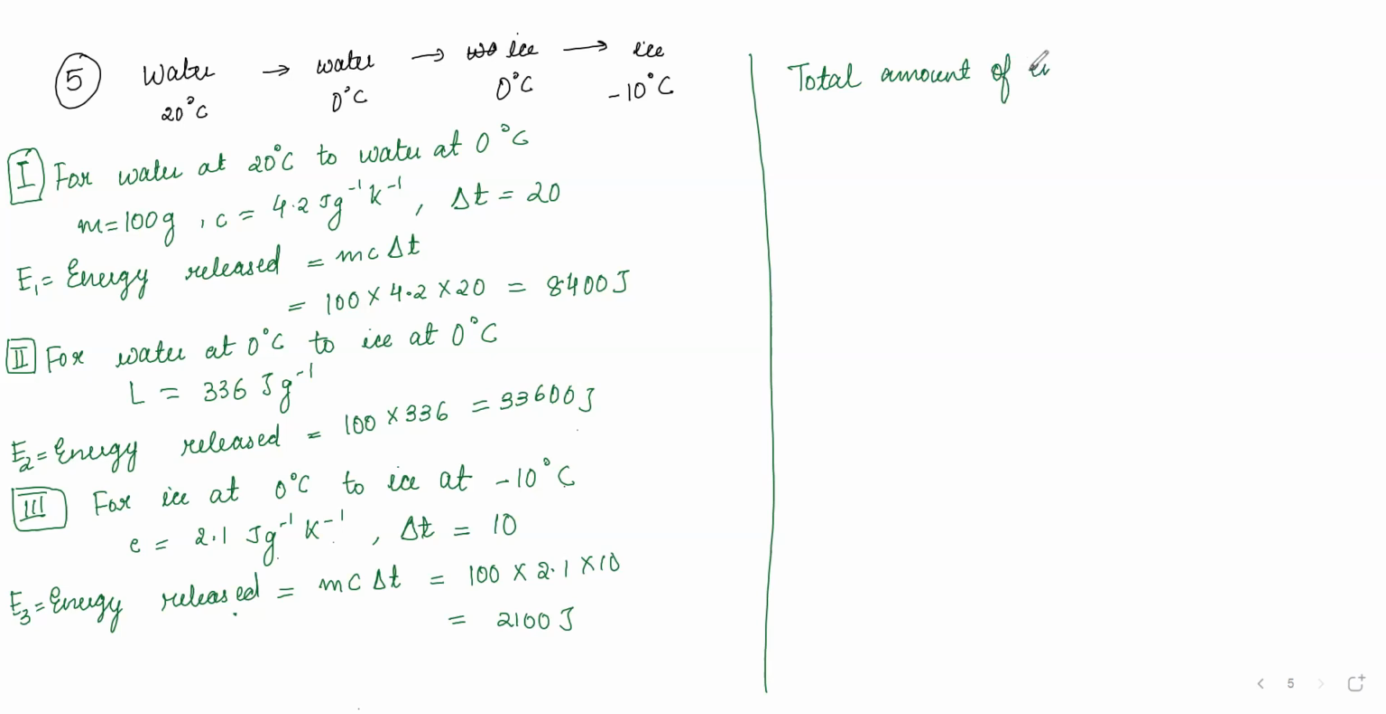Amount of energy that is released will be equal to E1 plus E2 plus E3. So this in turn will be equal to 8400 plus 33600 joule plus 2100 joule. So how much is this total equal to? This total is equal to 0, 0.